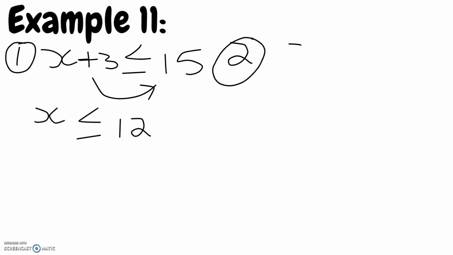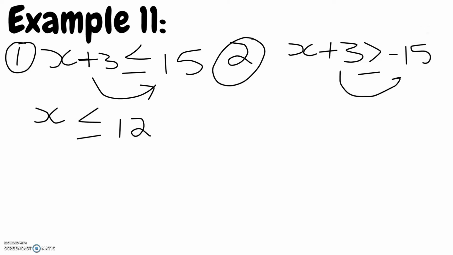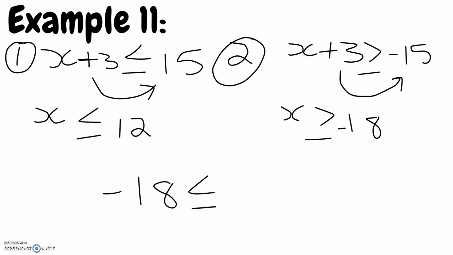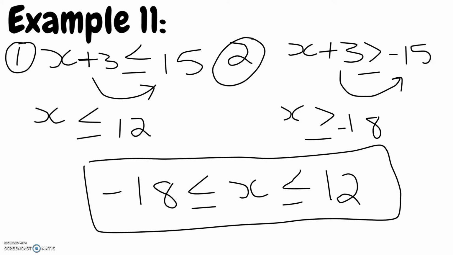In the second case, I am going to say that x plus 3 is greater than or equal to negative 15. Similarly, I am going to move that positive 3 over, and by doing so, subtract it from negative 15. So my solution for this will be x is greater than or equal to negative 18. So my final solution will be negative 18 is less than or equal to x, which is less than or equal to 12. And that is our final solution for this inequality, and we are done.